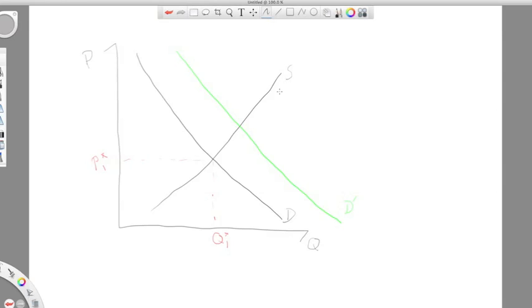But suppose that we're not sure. That supply shock could be very, very small. It could look like this one, like the blue one. Or it could be that the supply shock is really big. Maybe it's like the red one.